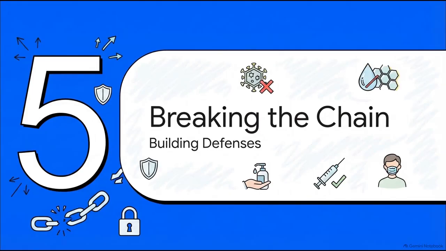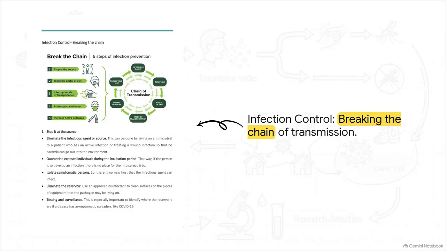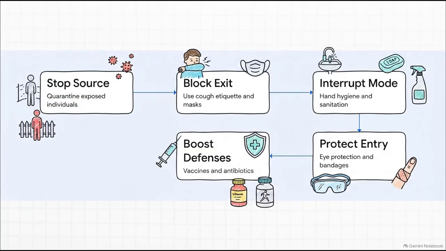Let's flip the script. Section 5, breaking the chain, building the defenses. Fortunately, because we have the intruder's playbook, we can actively build our defenses. The best part about this whole chain of transmission is that because it must occur in chronological sequence, breaking just one single link causes the entire infection process to collapse. It is actually a highly vulnerable system, provided you know exactly where to aim your interventions. So we can totally dismantle their plan using these 5 actionable steps.